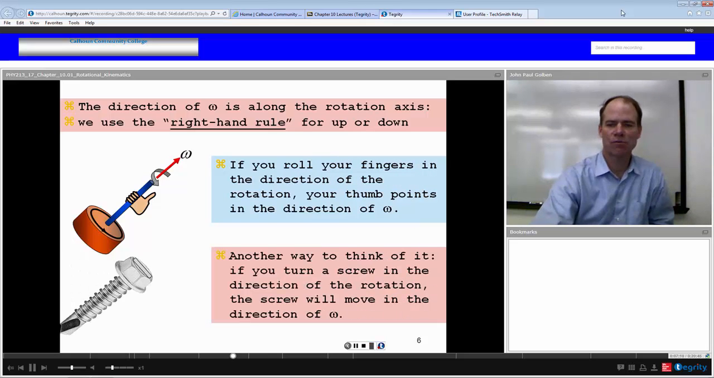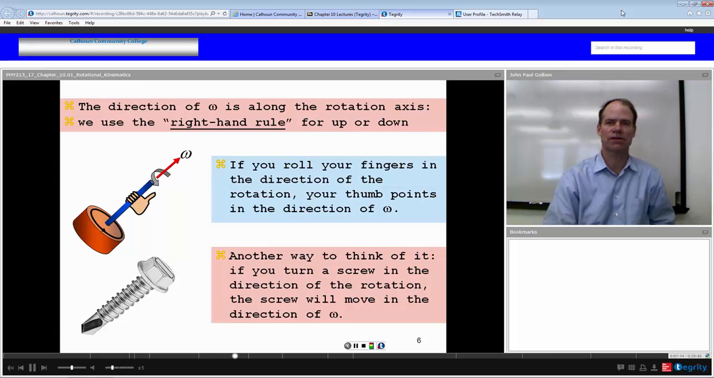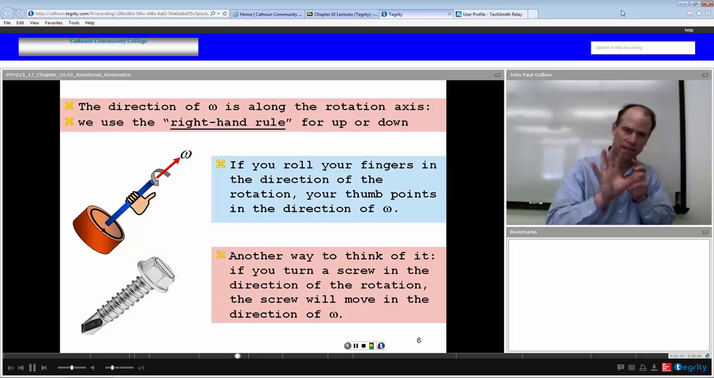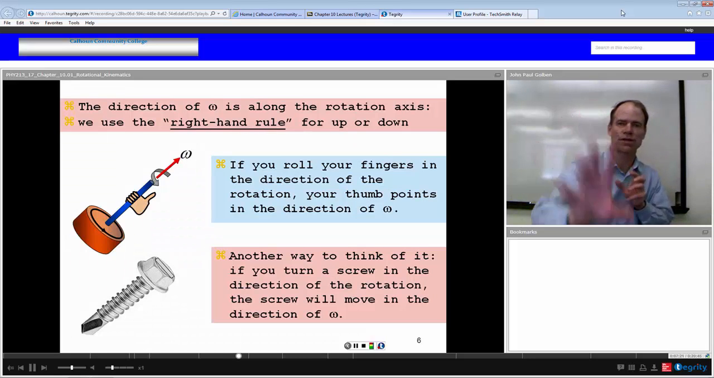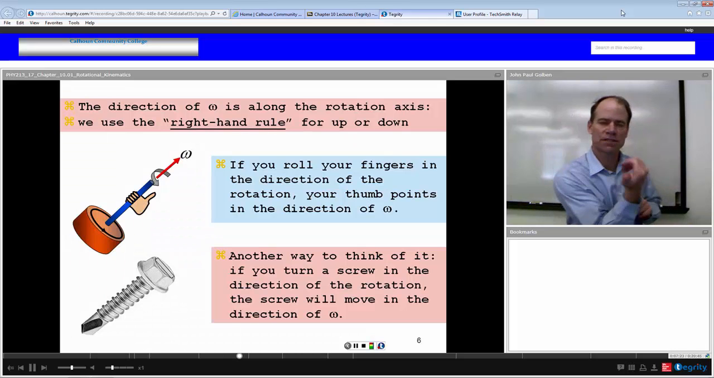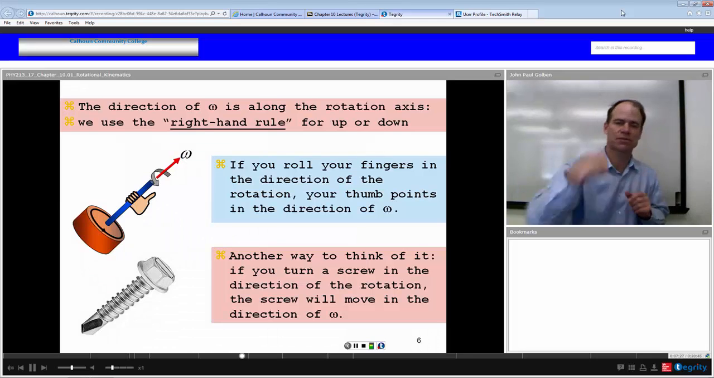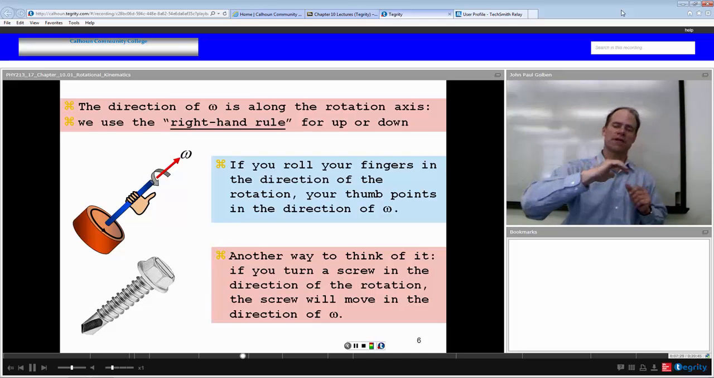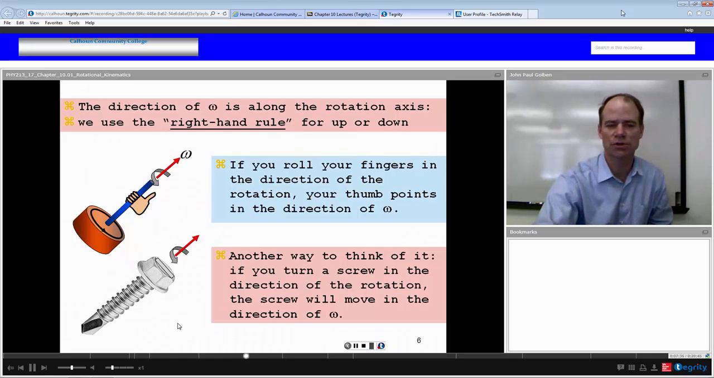It's the same way a screw would move if you were to turn it one way or the other. If you were to loosen a screw, say going around like this, it will start coming out towards you, and hence that would be the direction of the angular velocity. If you were to tighten the screw, it would be going in towards me, and that would be the direction of the angular velocity in that case. So whatever way the screw would move as you're turning it would be the direction of the angular velocity.